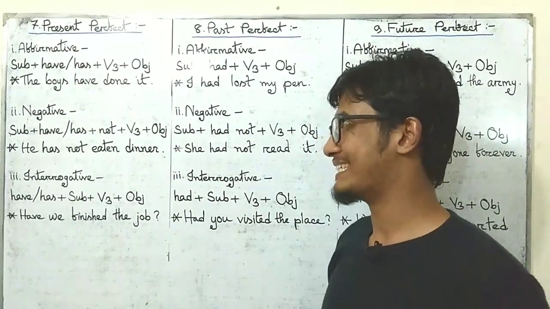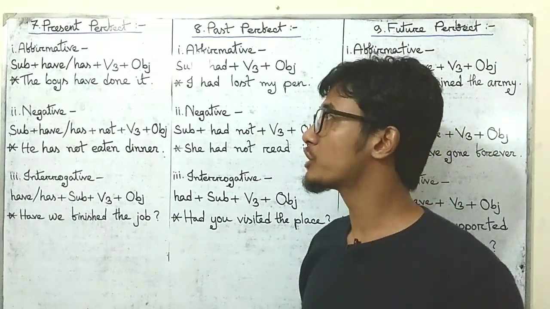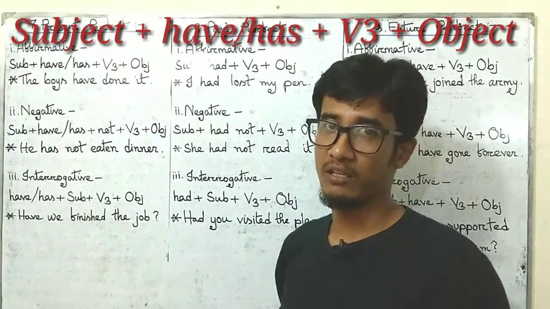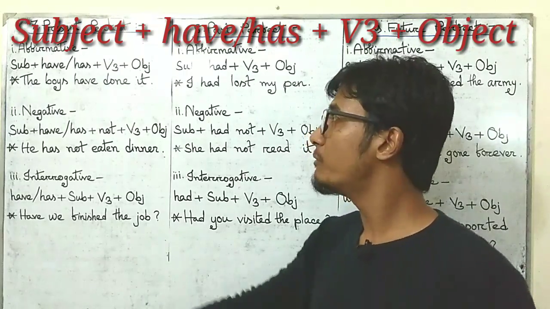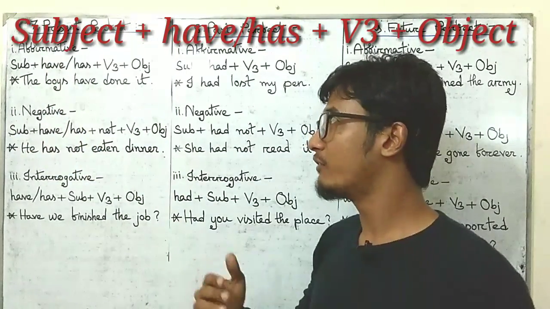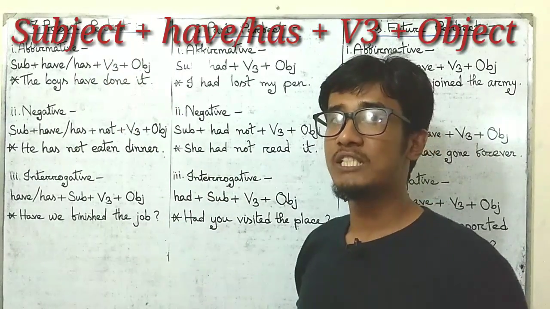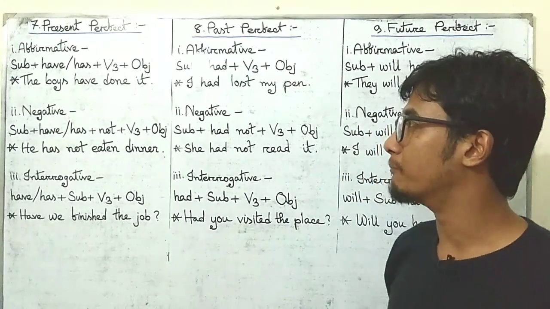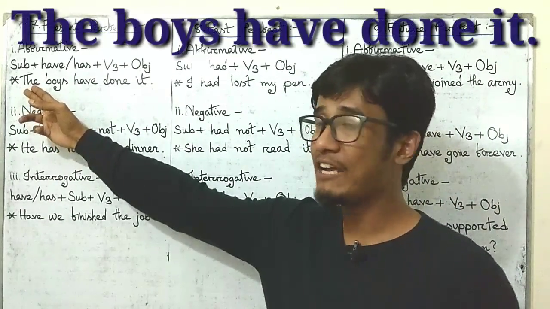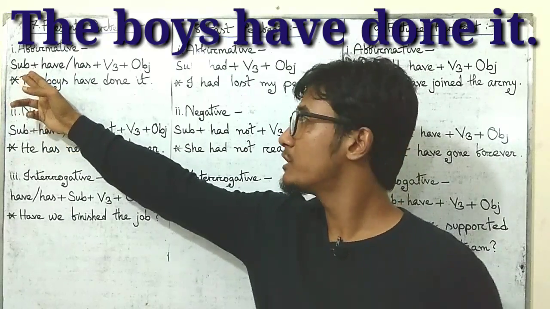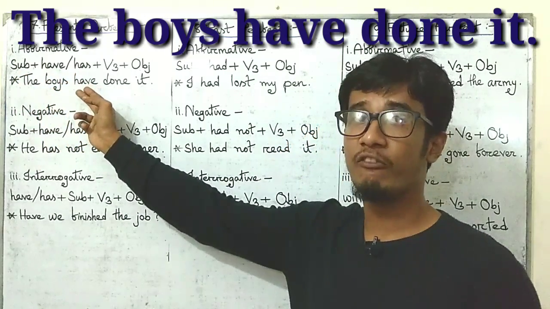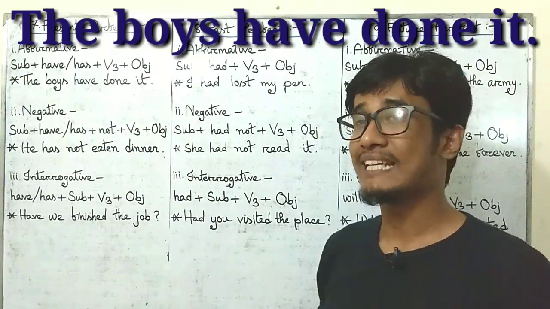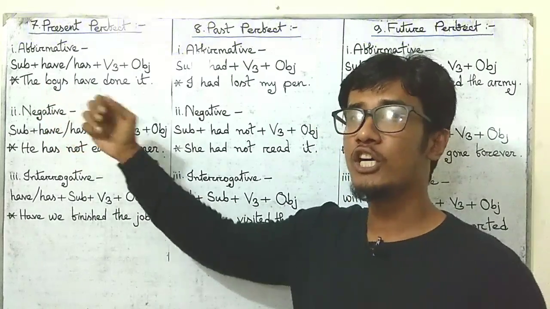With present perfect tense. So first of all, let me show you the structure of affirmative sentence. We start an affirmative sentence with a subject, and after the subject we use the auxiliary verb have or has, and after that we use V3, which is the past participle form of a verb, and finally we give an object. So let me show you an example. Here is the example that I have written: the boys, which is the subject of this sentence, and then have, an auxiliary verb, then V3 done and object it. So the example is: the boys have done it.